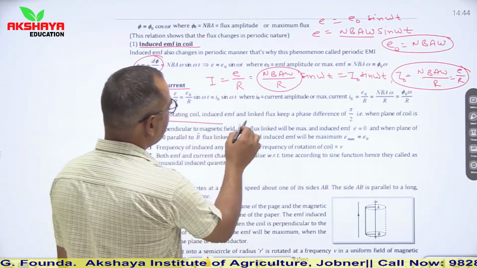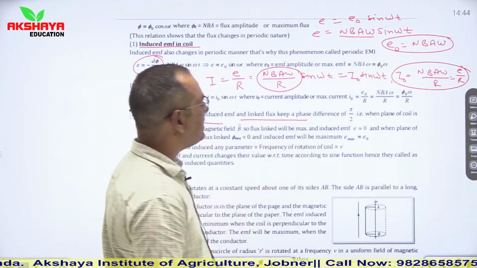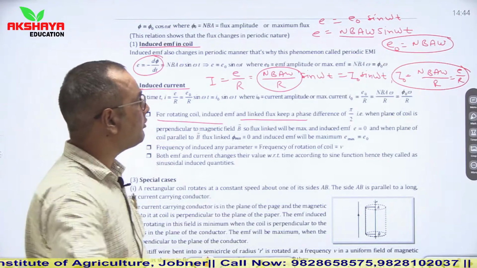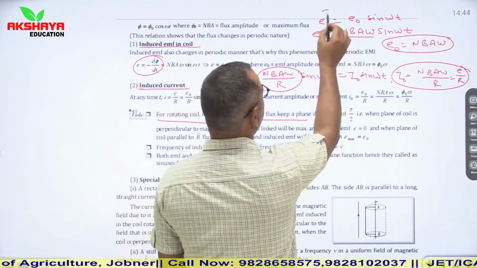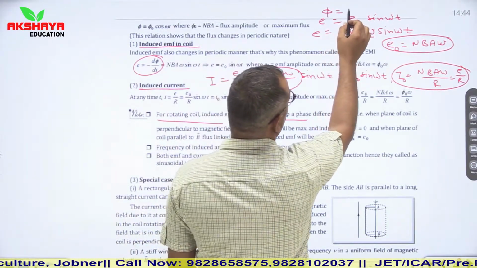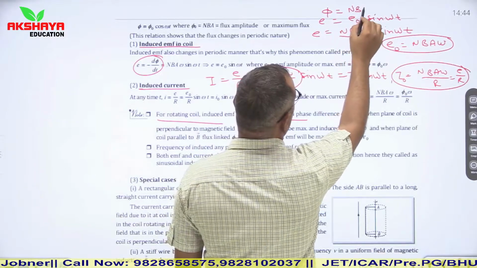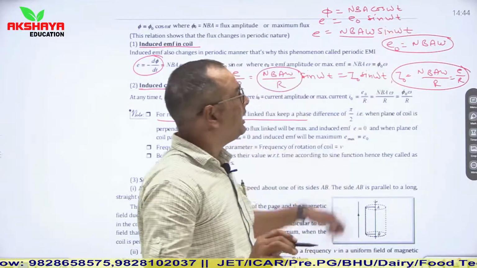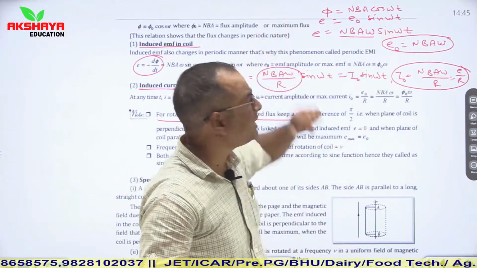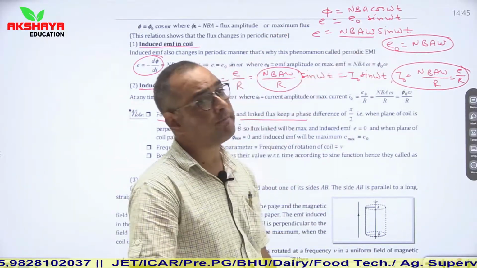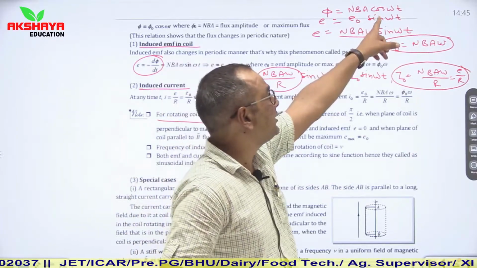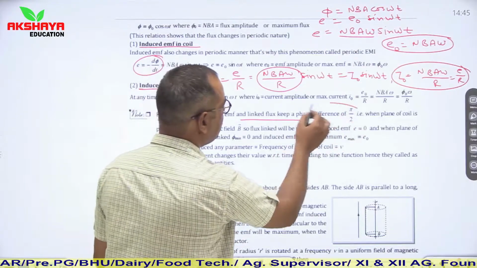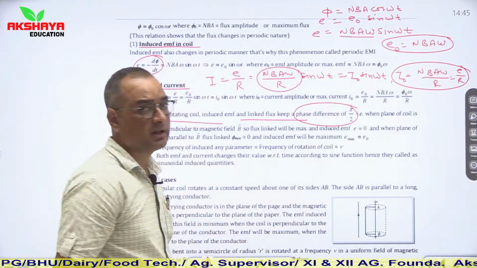For a rotating coil, induced EMF and linked flux keep a phase difference of pi by 2. If we talk about flux, we have seen flux phi is equal to NBA cos omega t. So in flux and induced EMF, the phase difference is pi by 2, because between sin omega t and cos omega t there is a phase difference of pi by 2.